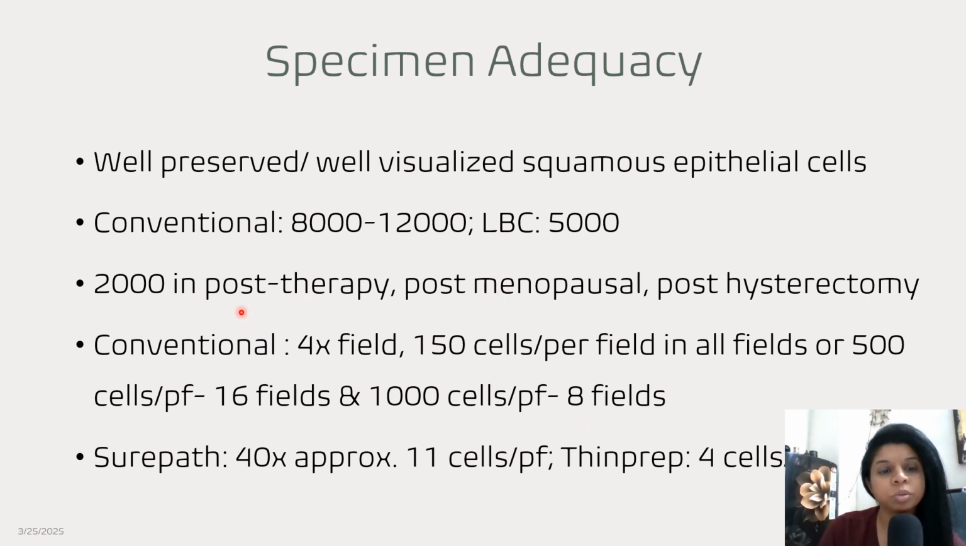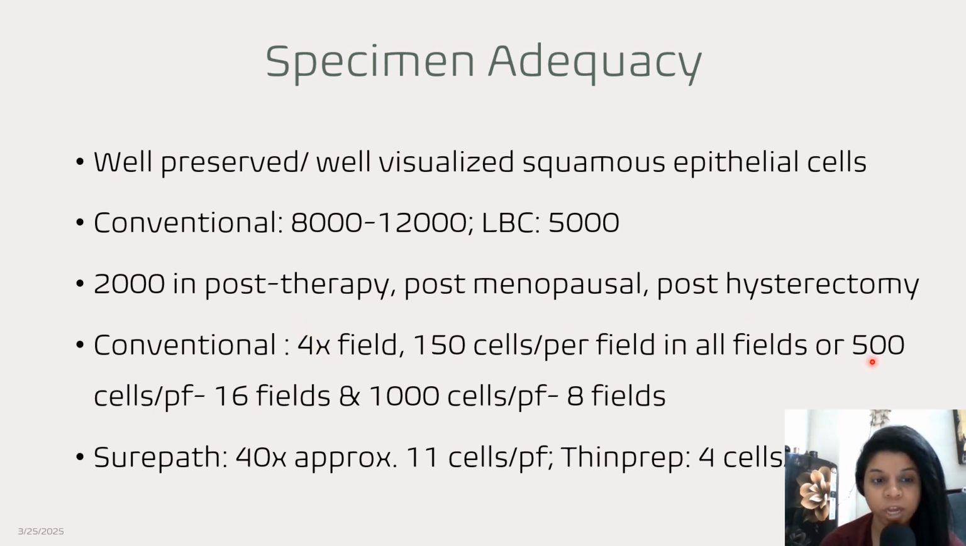So how can you do it? Like in a conventional smear, if you're taking a low power field, if you're seeing 150 cells per field in all fields, or you can count 500 cells per field in 16 fields, or you're counting 1,000 cells per field for 8 fields. Okay, if you are taking 150 cells per field in low power, then it should be present in all the fields uniformly. Then only you can call it adequate.